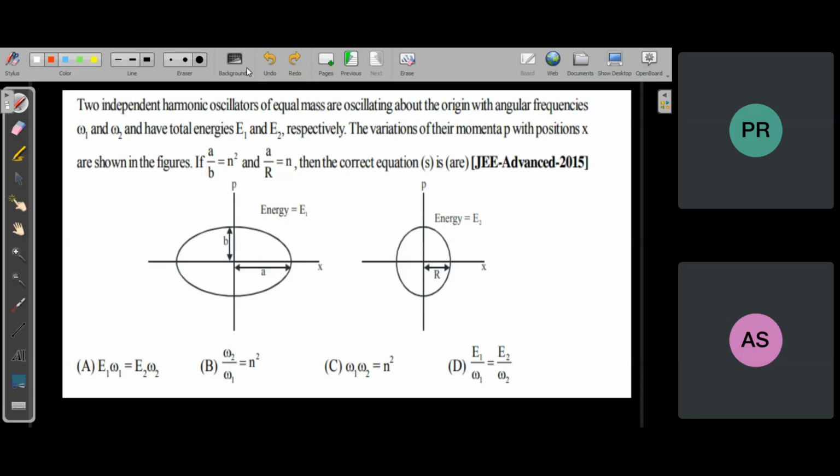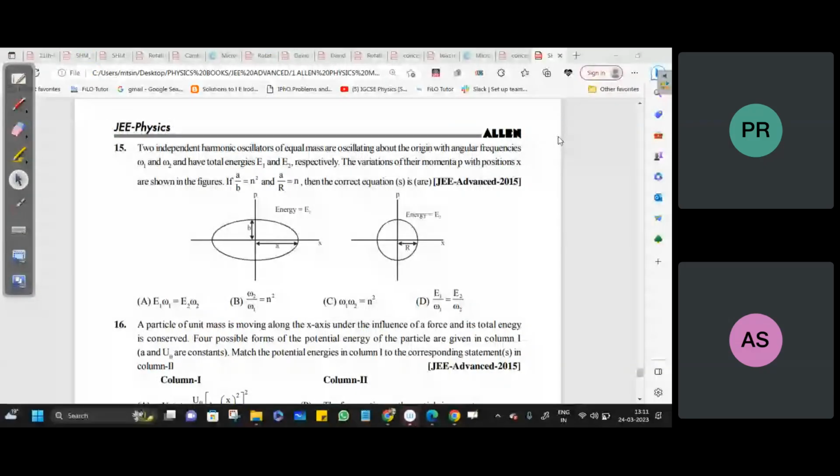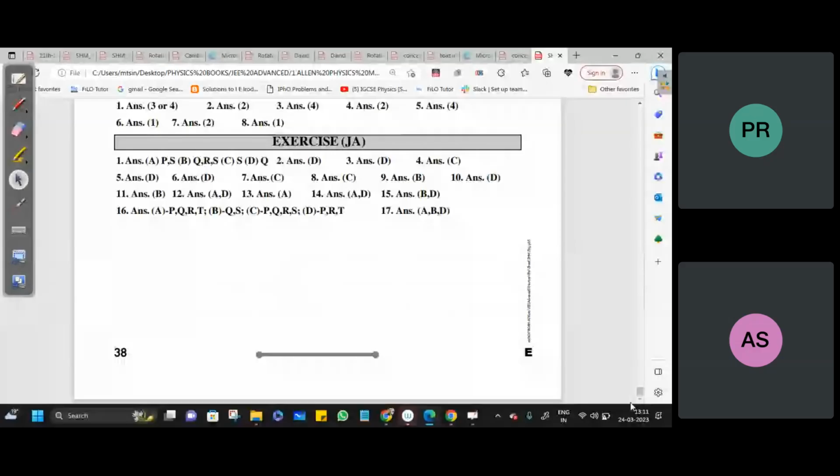Sir, B D. Which option? B and D you are getting. You are getting B and you are getting D. So this is question number 15. That is the correct answer.